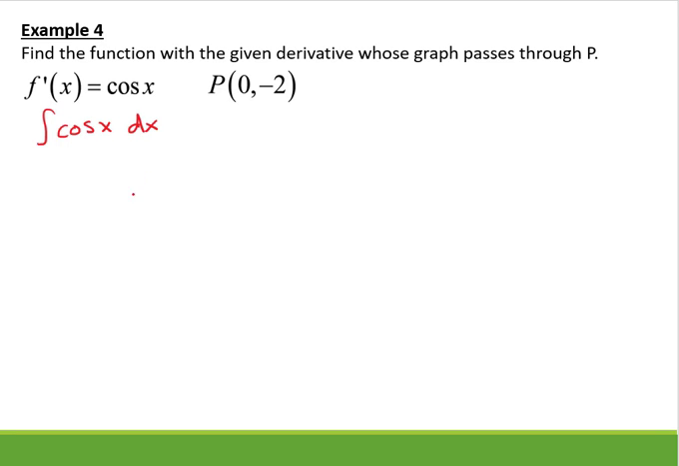Now I have this xy point that I know is on my graph. So I know negative 2 equals the sine of 0 plus c. Sine of 0 is 0. So now we have our function. We've gotten rid of that c.